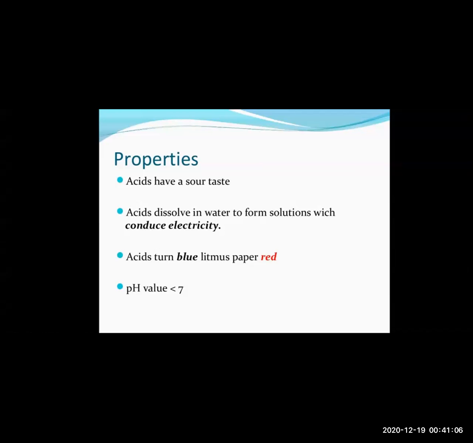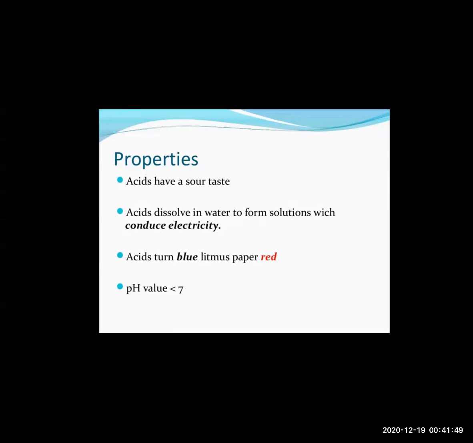And when you dip blue litmus paper in the acid, the blue litmus turns red, and the pH value is less than 7. Now, till now what we have studied is that acids are man-made as well as natural. Natural acids are not harmful. When acids are dissolved in water, what happens? Hydrogen ions are produced.